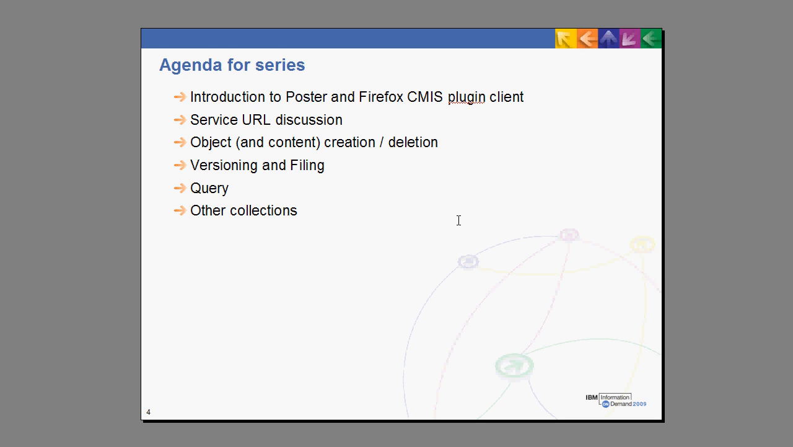So the agenda for this series, I'm going to introduce a couple of tools: the Poster tool that we're going to be using centrally in most of these exercises, and the Firefox CMIS plugin client, which is just a native CMIS browser from Lotus that we'll talk about more later. We're going to go right into the service URL discussion and just briefly touch on some of the things that are in a service URL, because that's the starting point. Then we're going to dive into object creation, content creation, deletion. We'll stop there for this particular episode, and then we'll pick up with versioning, filing, query, other collections after that.